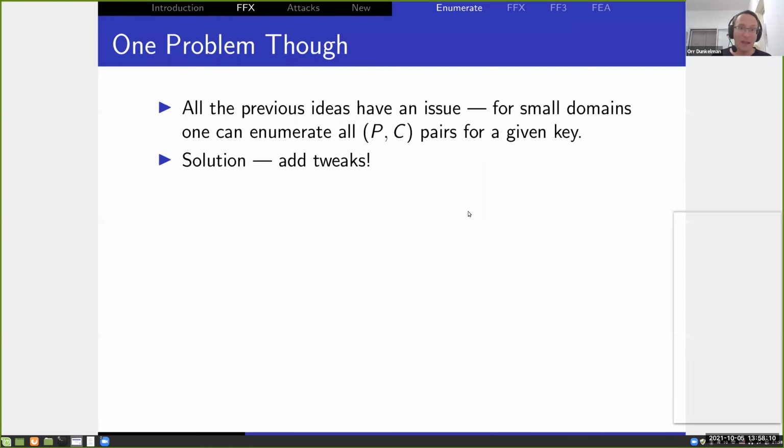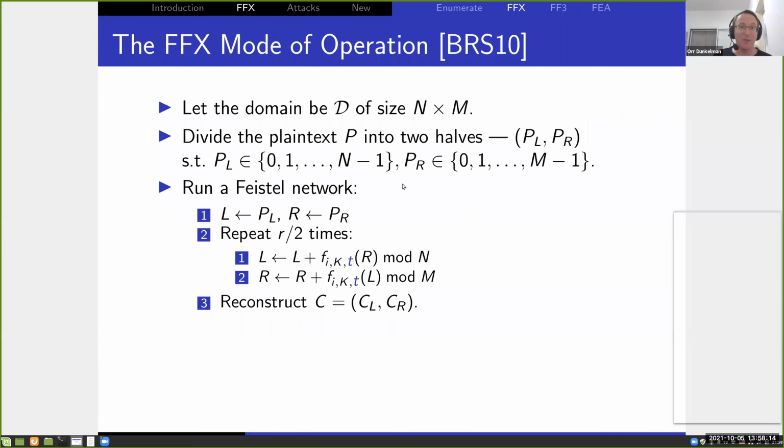And the solution for that is to add tweaks. So here is the FFX mode of operation. You will be surprised to see this is just, again, everything is now based on the Feistel construction. We just add tweaks in each and every round, and the tweaks generate the randomization.